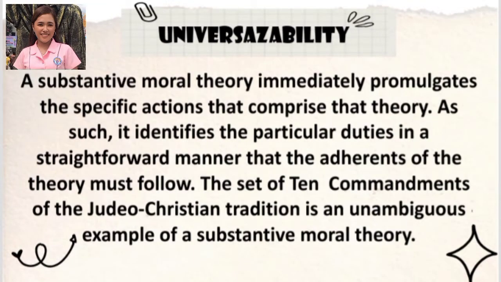A substantive moral theory immediately promulgates the specific actions that comprise that theory. When we say promulgates, like being explained or to show to the people or to everybody the specific actions. As such, it identifies the particular duties in a straightforward manner that the adherents of the theory must follow. Okay, straightforward. An example of this one is the set of 10 commandments of the Judeo-Christian tradition. Okay, that is an unambiguous example of a substantive moral theory.